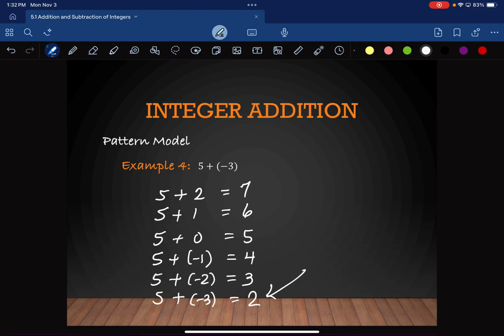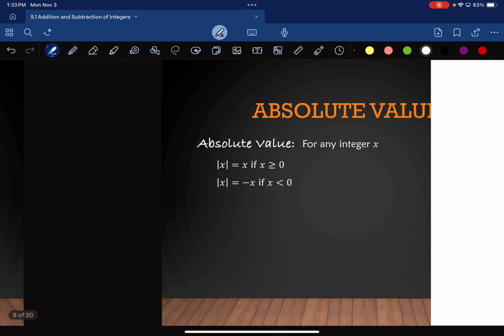That's not the goal. The goal is to teach kids what works for them, right? Okay. The other thing we're going to take a look at in this section that we haven't had to worry with before is absolute values.